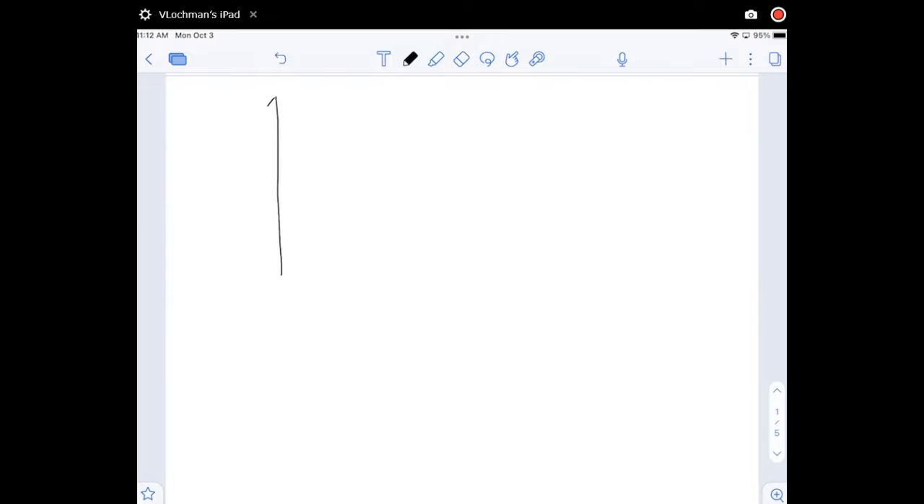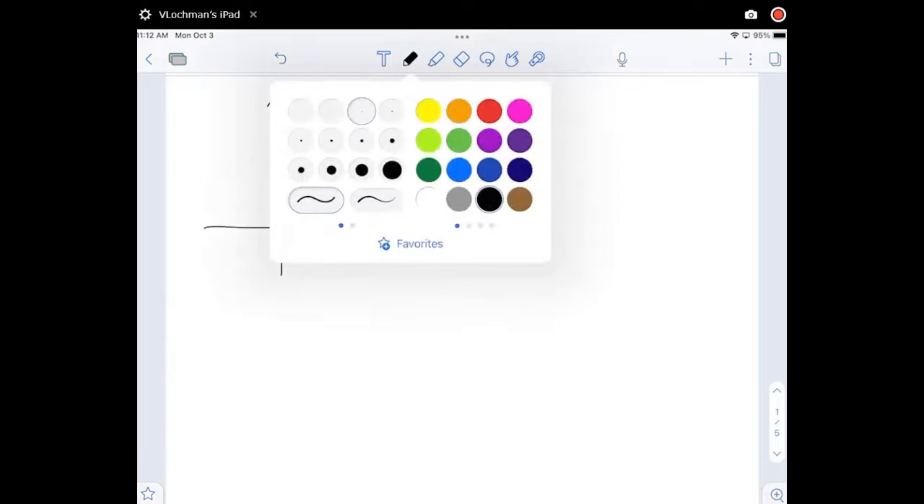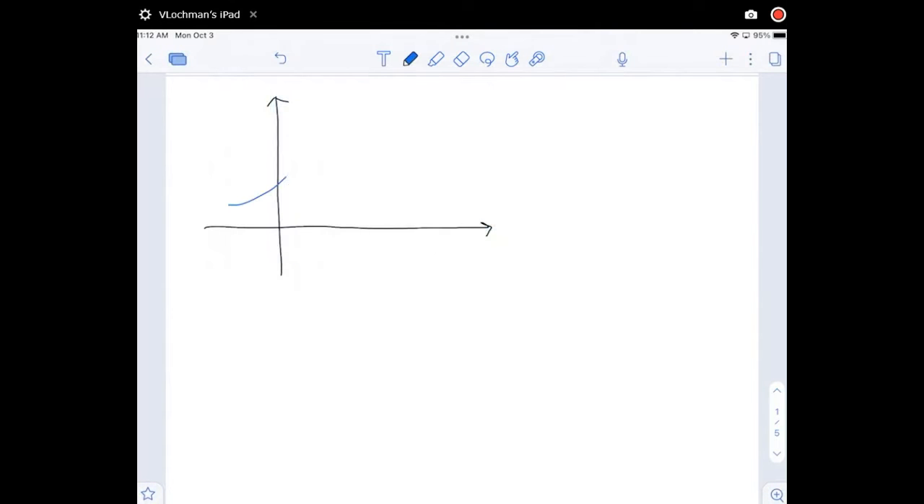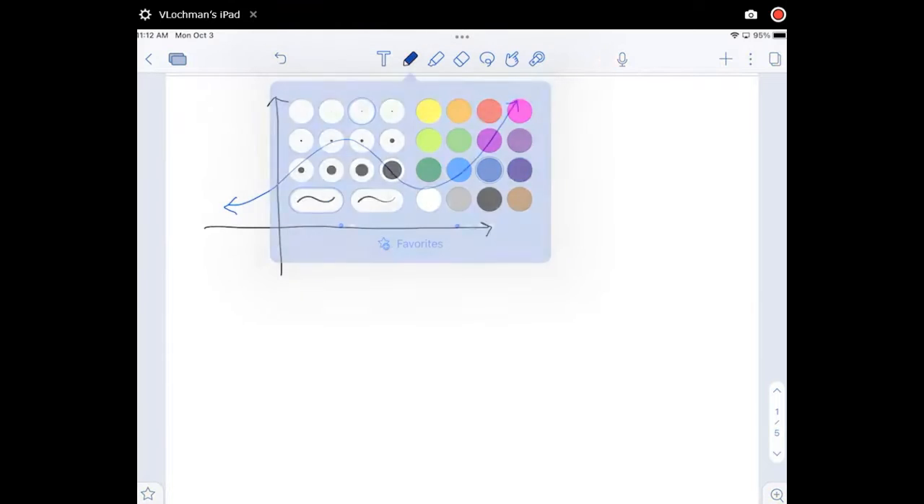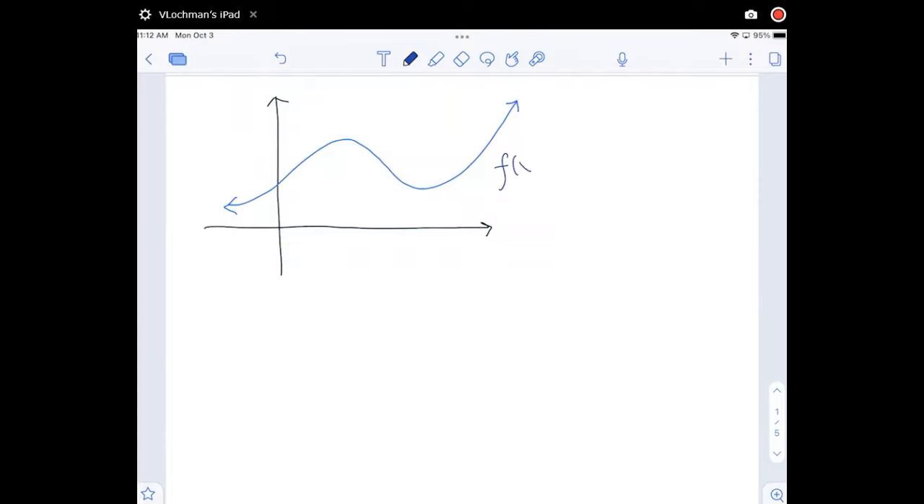We looked at functions of one variable, right? So let's say I have a curve that looks something like this. That looks like some sort of polynomial function, f of x. And we said when we're computing the derivative of this function, so f prime of x, what does that tell us?